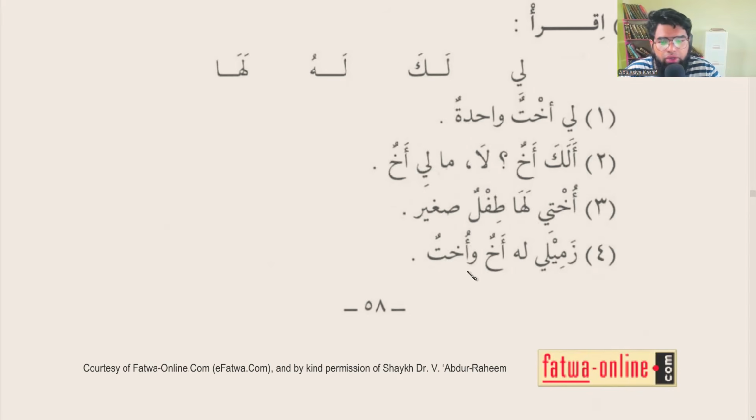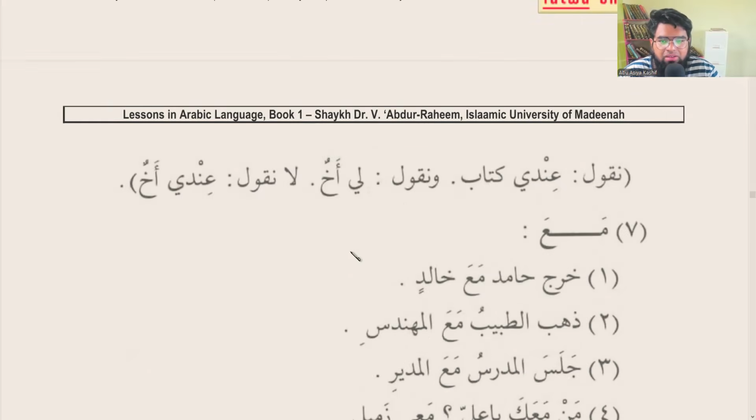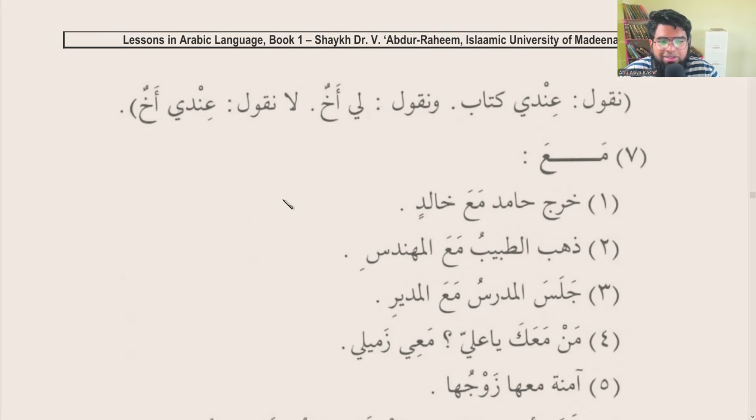Zamili lahu akhun wa ukhtun. My classmate, he has. Literally it is, my classmate, he has. We just say has if you want here. My classmate has a brother and a sister. So نقول, we say, عندي كتاب, I have a book. ونقول لي أخ, and we say, I have a brother. لا نقول عندي أخ. We don't say, I have a brother. Because it's like a product, no? I have a brother, I'm ready to sell or something.